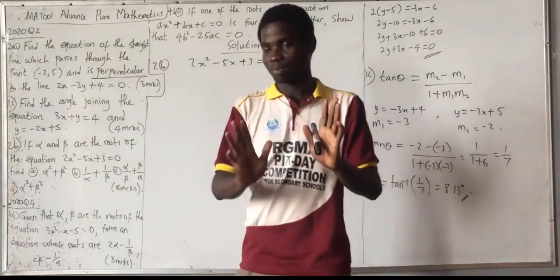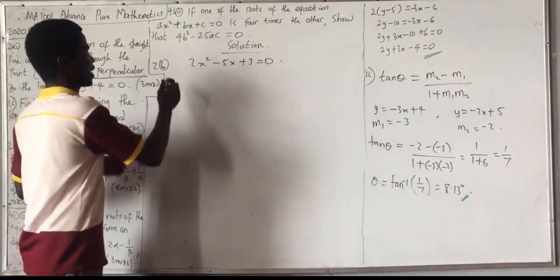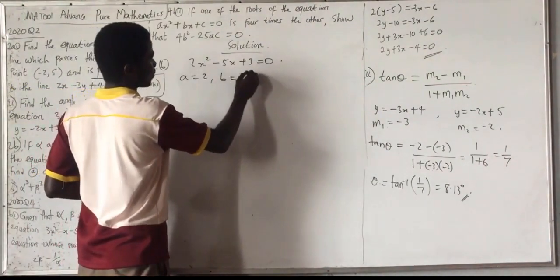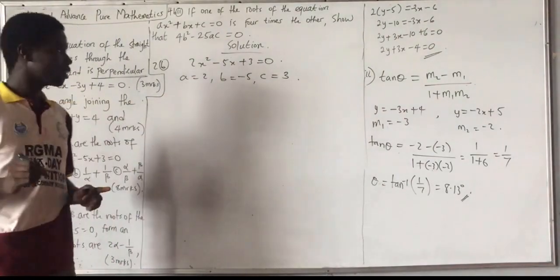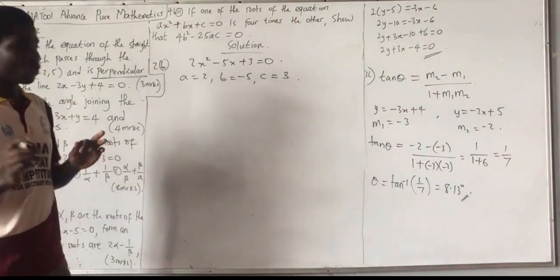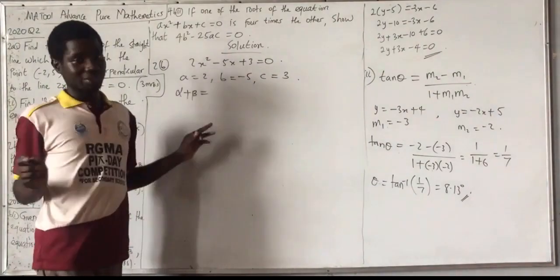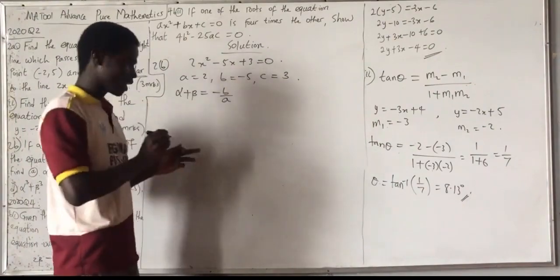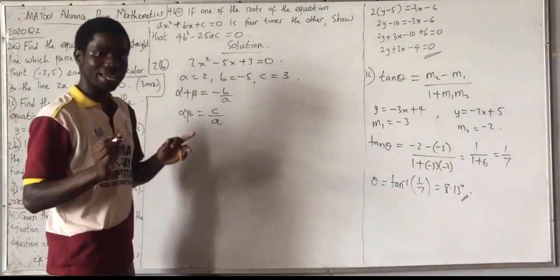Do you understand? But pay attention first. Now, we know, of course, here a is 2, the coefficient of x squared, b is minus 5, and c is 3. Right? Now, this is what you will be playing with, alpha plus beta. You must see, this is very important for you to know. Alpha plus beta is minus b over a, and alpha beta is c over a.